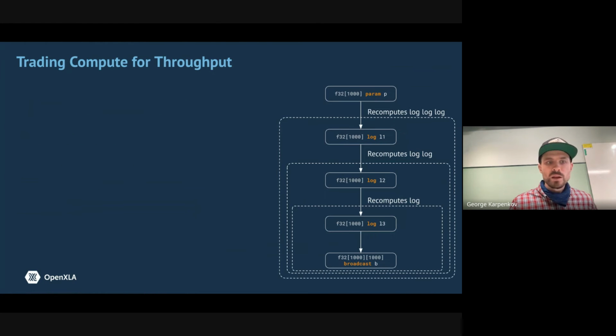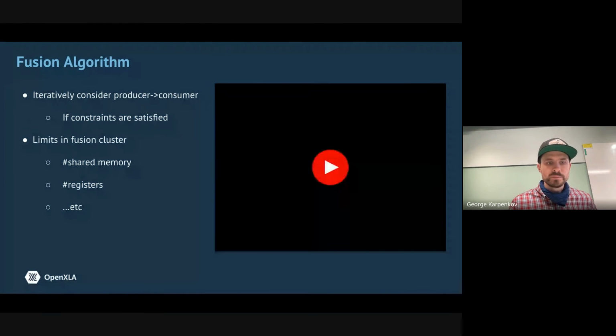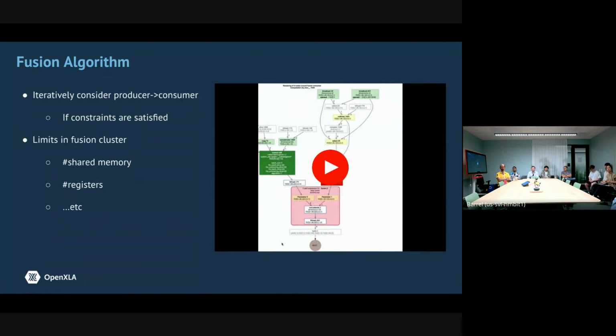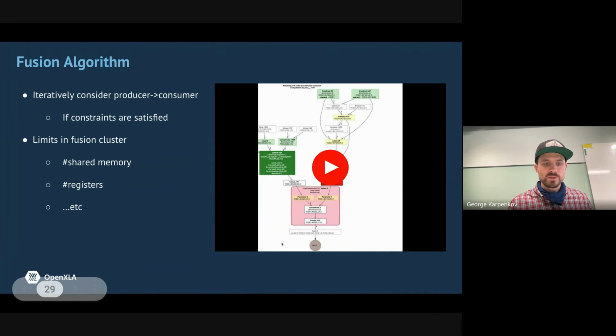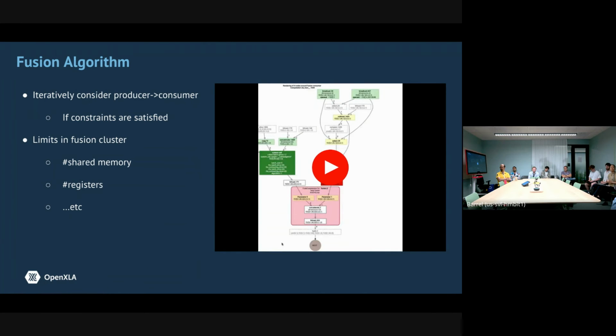No, okay. Oh, we had a question. So you said that fusion could be detrimental in terms of performance sometimes. Yes, of course. Is there any way to unfuse it later on? And do you do any kind of rollback?